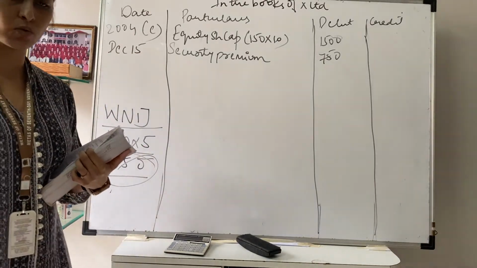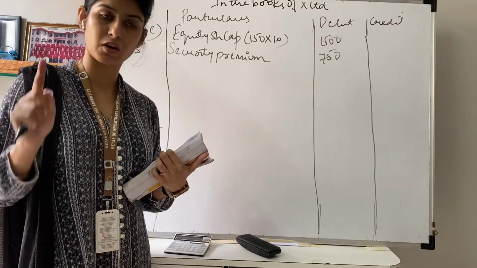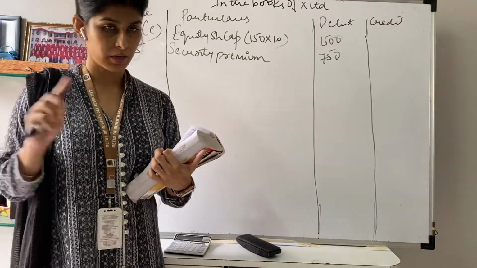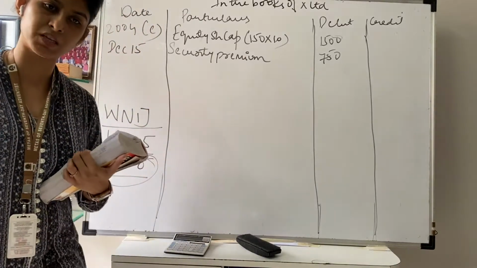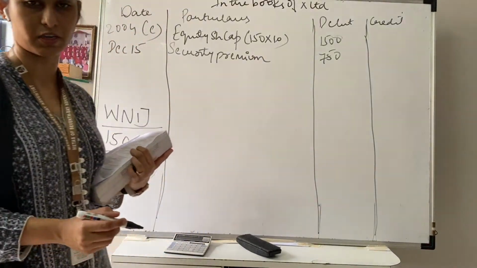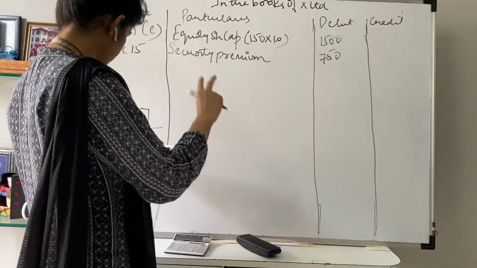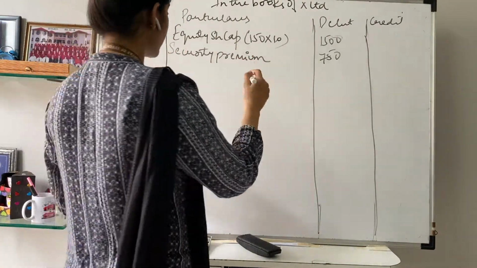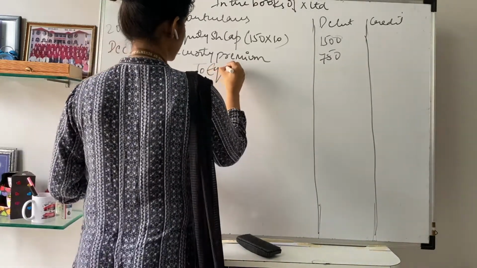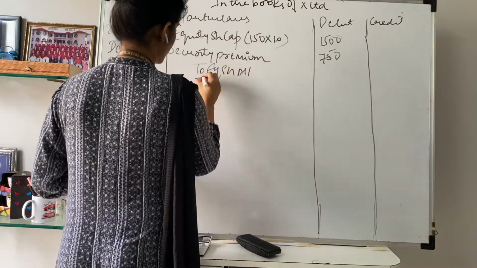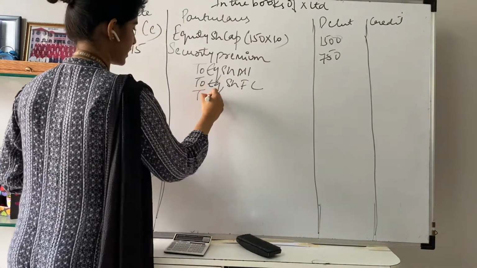We didn't include security premium in the second entry, second subpoint, because non-payment was not there in that part. But here there is a non-payment of allotment money with the amount of security premium. Now here the allotment is not paid, first call is not made, final call is not paid. So the entry will be equity share allotment to equity share first call to equity share final call.